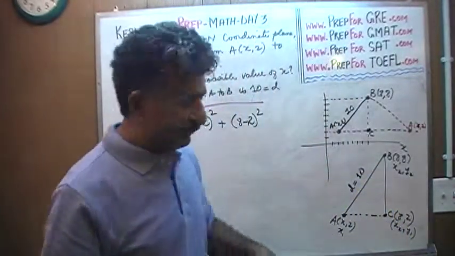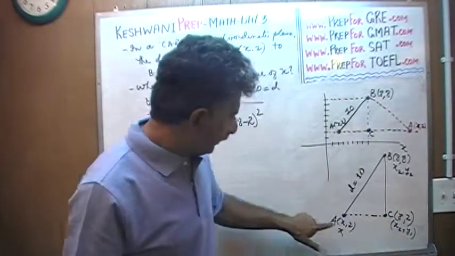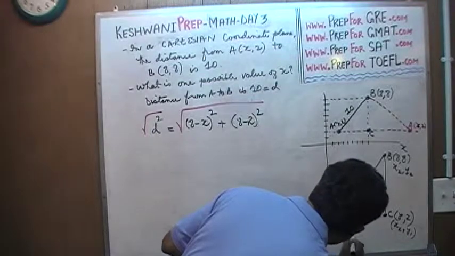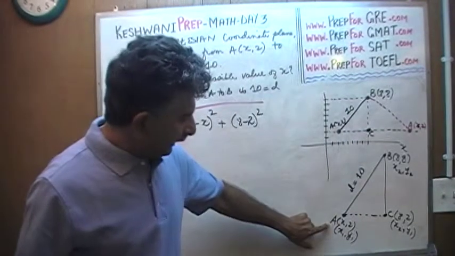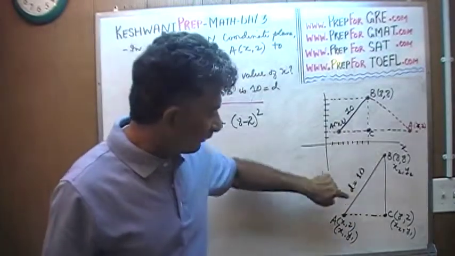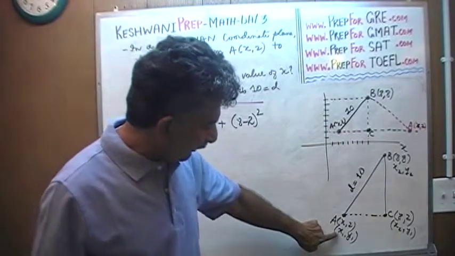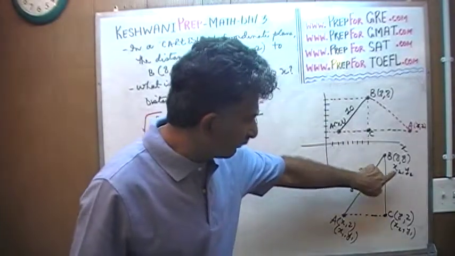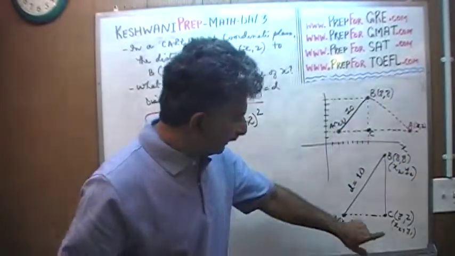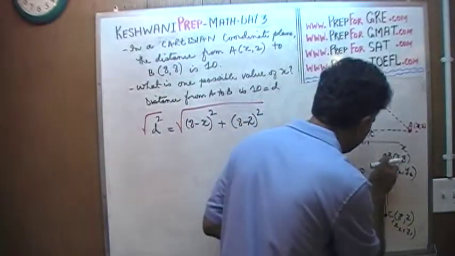Point C has a coordinate of x2, y1. A has a coordinate of x1 and y1, and B, because we are interested in the distance from A to B, has the coordinates of x2 and y2. This line that we are drawing here should not have been a continuous line, it should have been a dotted line.